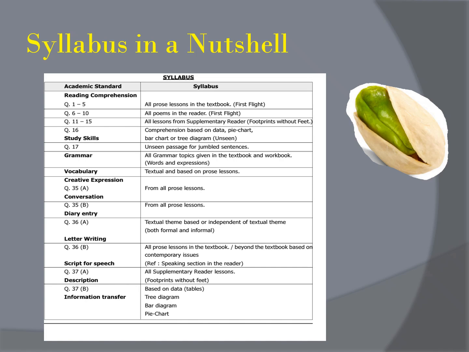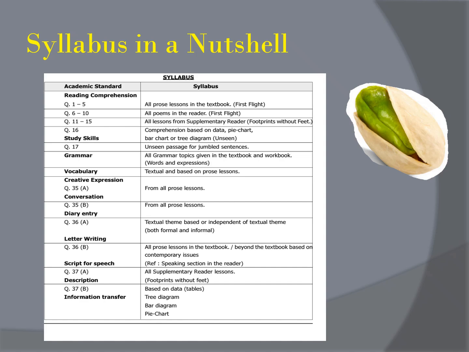Question number 17 will be an unseen passage for jumbled sentences. And for testing grammar, all grammar topics given in the textbook and workbook will be preferred. For testing vocabulary, textual-based prose lessons will be taken into account. For testing creative expression, under question number 35A conversation, all prose lessons will be taken into account. And for 35A diary entry, the input will be given from any of the prose lessons of the textbook.